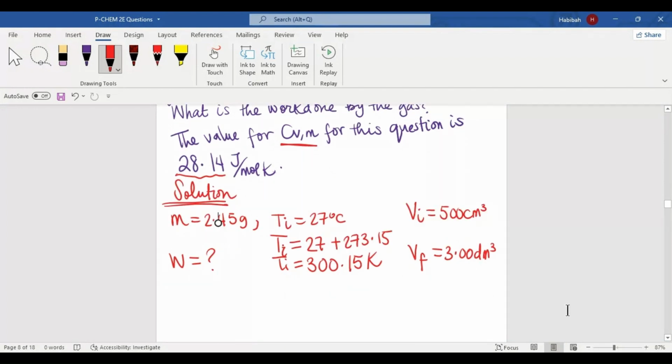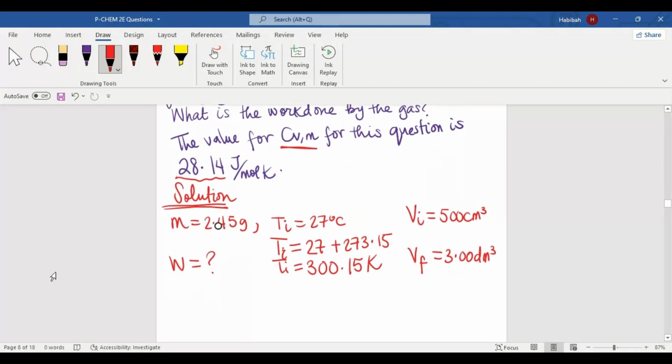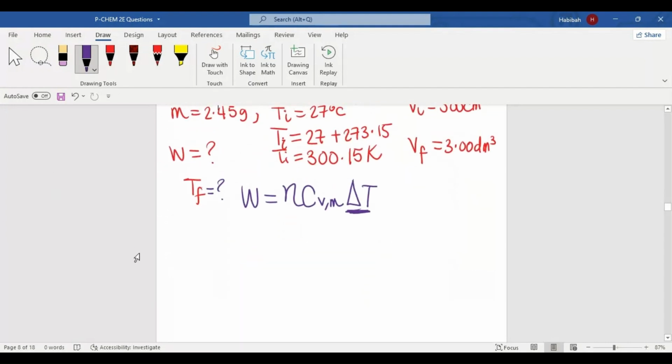The next thing we have to do is find the work done. In order to find the work done, we have to note that the work done formula is W equals the number of moles times the molar heat capacity at constant volume times the change in temperature. There's no way for us to find the work done if we don't have the change in temperature. In order to find the change in temperature, we need the final temperature, which we're not given.